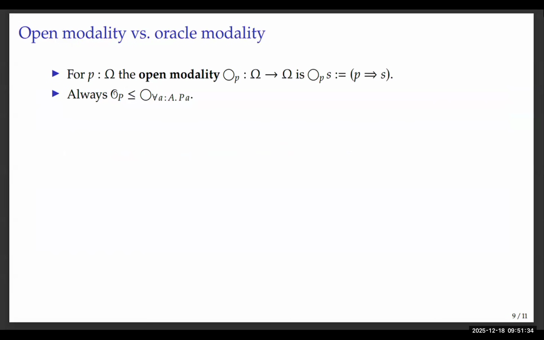Okay, so let's go back to the original way of doing things where we just assume the universal statement. Well, if you just assume the universal statement, then we're actually using the open modality. The open modality for proposition P is just P implies S. And so we always have that the oracle modality for P is below the open modality for the universally quantified statement. So we are strengthening statements when we use the oracle modality instead of the old unsafe thing.